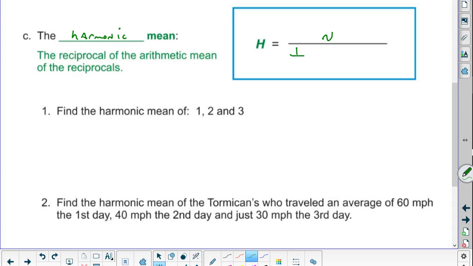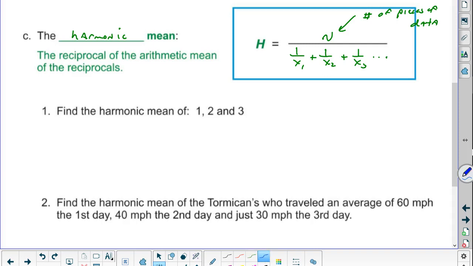N over 1 over x sub 1 plus 1 over x sub 2 plus 1 over x sub 3, if there is one, dot, dot, dot. And if there's a fourth piece of data, 1 over x sub 4. And if there's a fifth, 1 over x sub 5. And you say, what is n? This is the number of values, the number of pieces of data. The x sub 1 is the data, the x sub 2 is the data, the x sub 3 is the data.